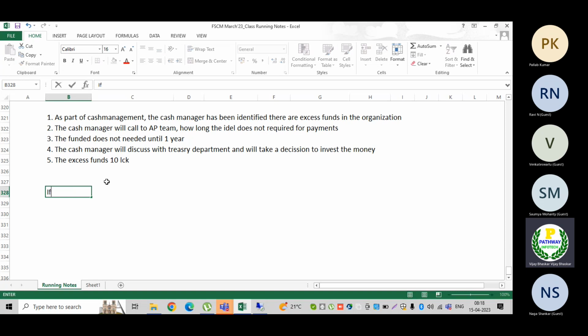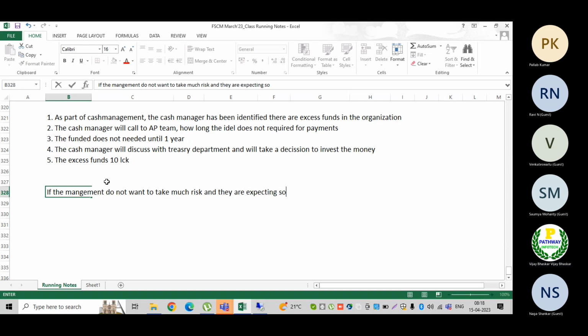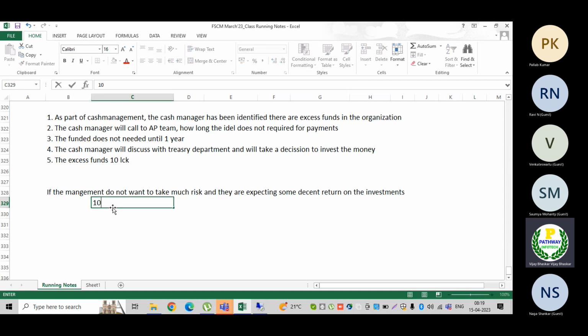Now, if the management does not want to take much risk and is expecting some decent return on the investments, let us assume 10 lakh rupees. This is the investment amount.